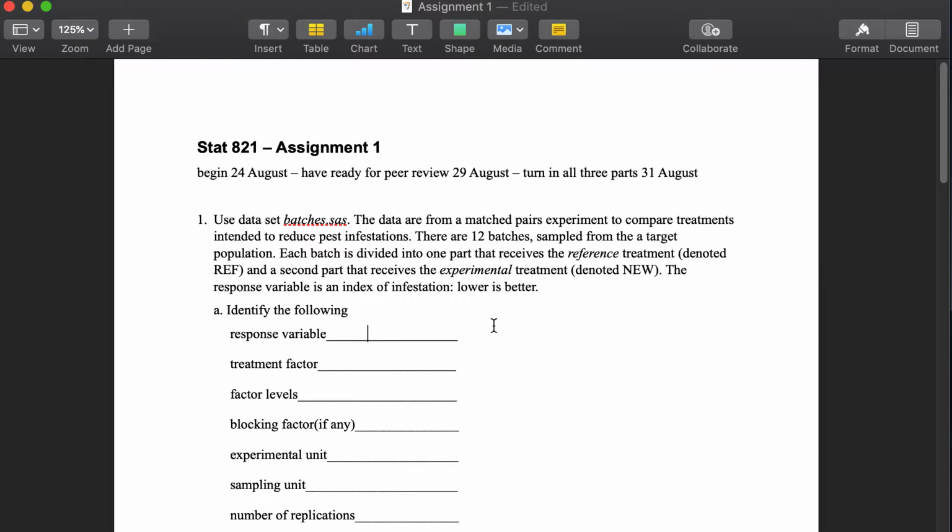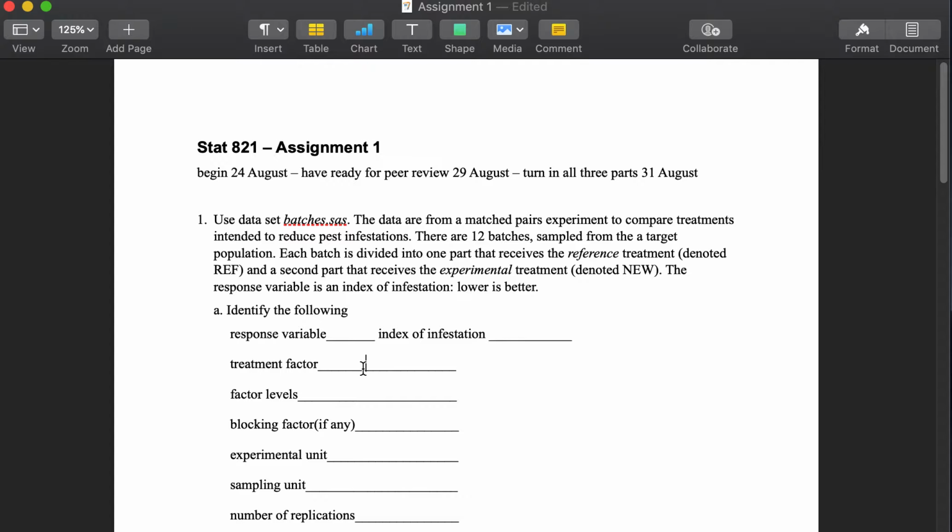Response variable. This one's kind of a gimme. The problem gives us the answer here. The response variable is an index of infestation. So I'm going to put index of infestation as the answer to this one. More generally, the response variable is the attribute that you're going to compare. For example, if we were to see which fertilizer produces the largest strawberry, the mass or volume of a strawberry would be the response variable.